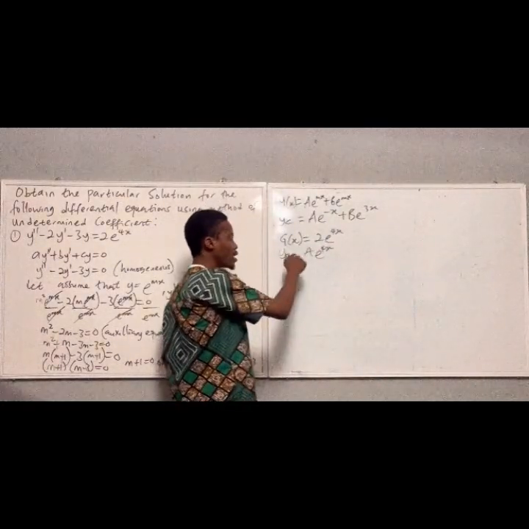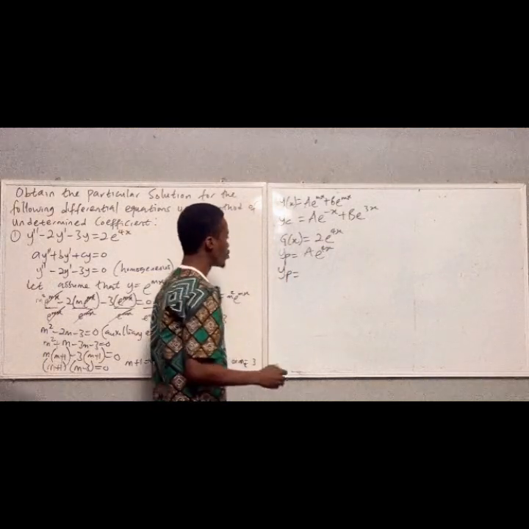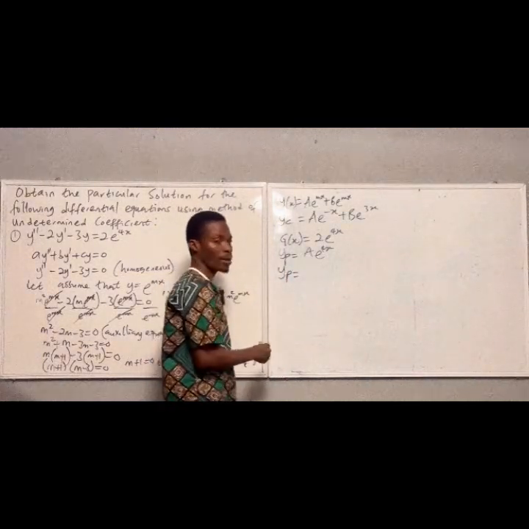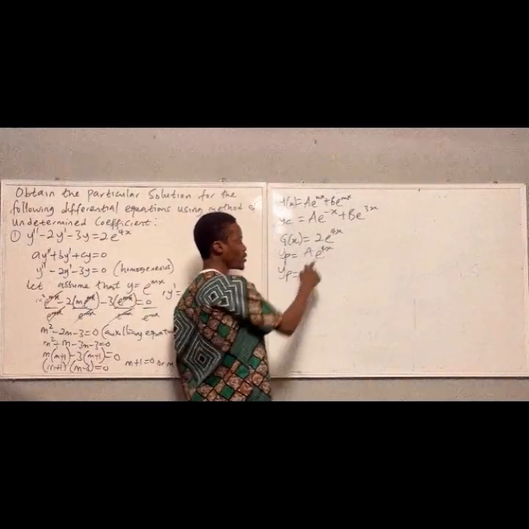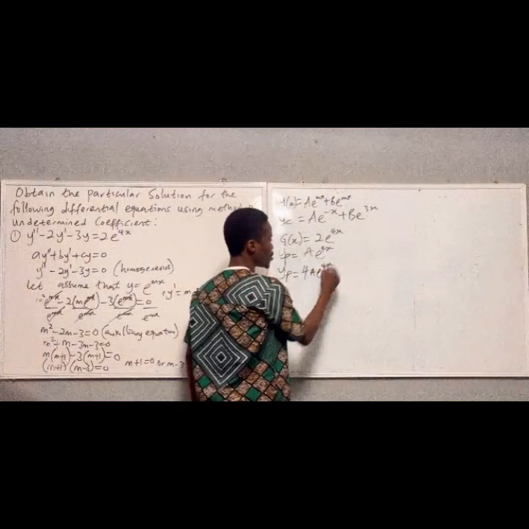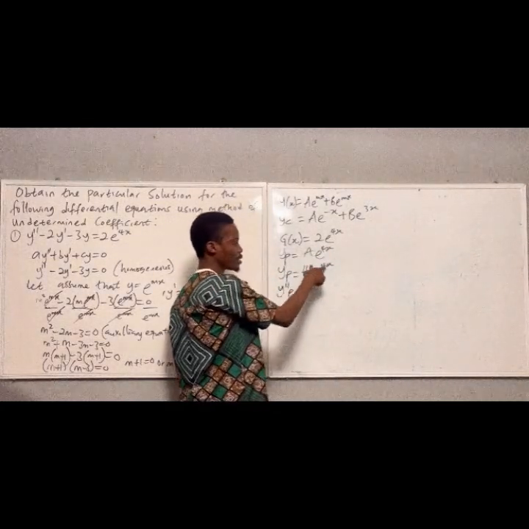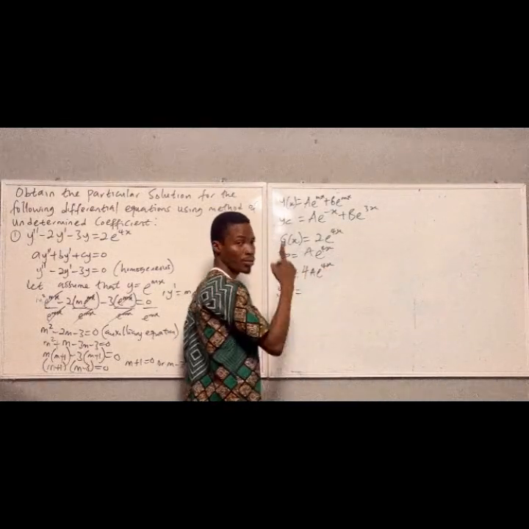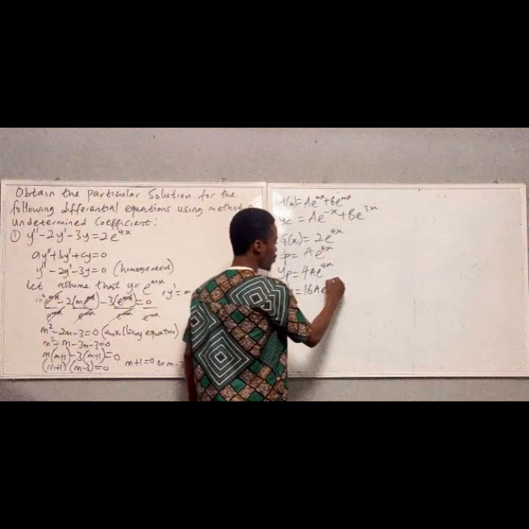So it means I will now differentiate this. First, if I differentiate y of p, what am I going to have? If I differentiate with respect to x, I'm going to have 4a exponential 4x. I will differentiate again. If I differentiate again, I will differentiate the power 4x, which is 4. Multiplied by this, I'm going to have 16a exponential 4x.